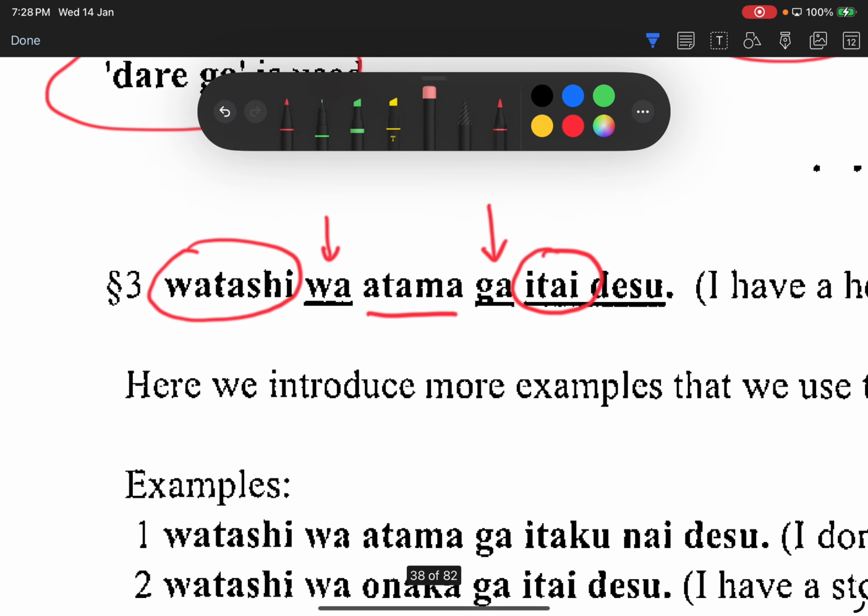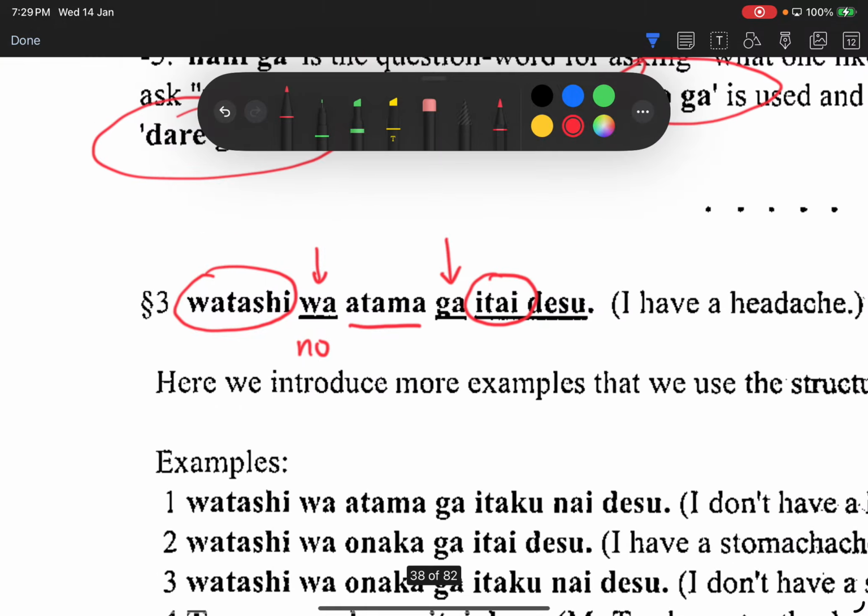Then last week we also had people asking, can we just say watashi no atama ga itai desu? Yes, we can. Because no is a possession particle, right? So I possess the head. Right? So in this case, you can say the head that I possess, which is my head. Right? My head is pain. Then in this case, who is the subject?